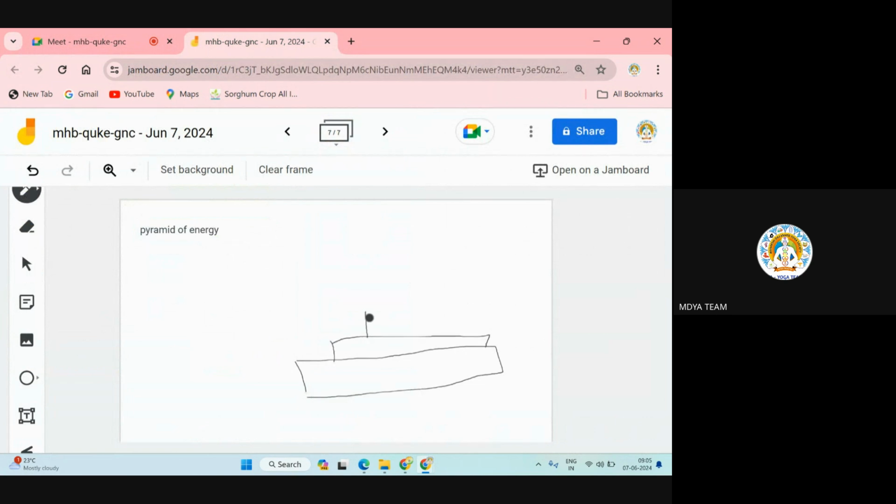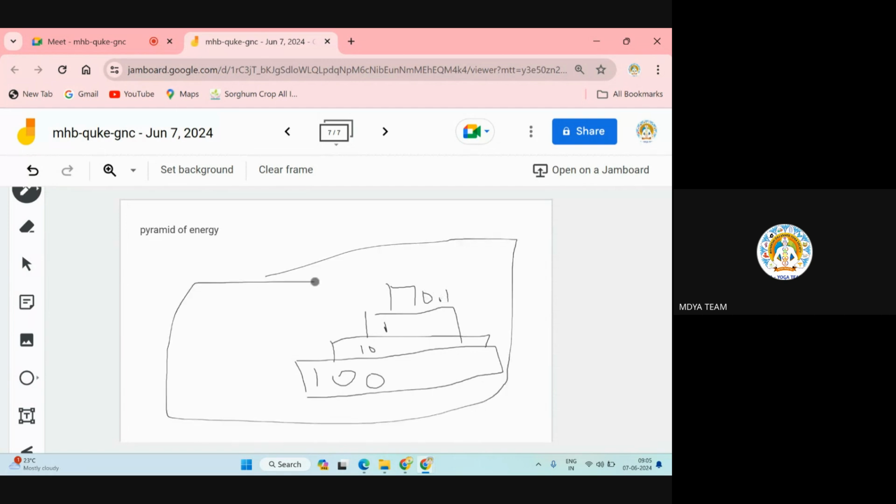Why? I already told you, Lindeman's 10% law. If 100 joule energy will be there in the first trophic level, only 10% will be passed to the next trophic level. So if they have 100 joule energy, herbivores will only have 10 joule of energy. Primary carnivore will only have 1%. These will only have 0.1%. So the pyramid of energy will always be upright. It cannot be inverted.